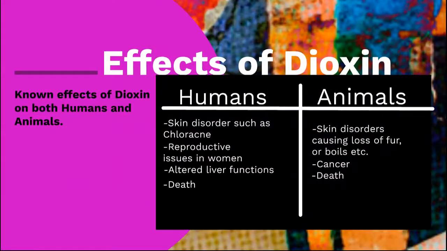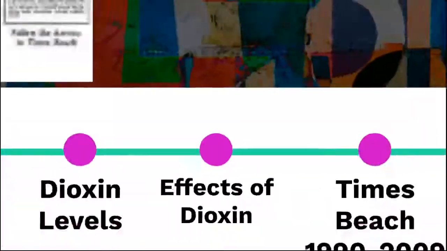The effects of dioxin on humans is ultimately, in high levels, death and cancer. In mild levels, it can produce chloracne, which is a skin disorder, which is just another form of acne. In animals, it can cause liver cancer, it can cause death, and it also can cause skin disorders. So in the horses, you would see that they'd be losing fur and they would have boils and rashes on their skin.